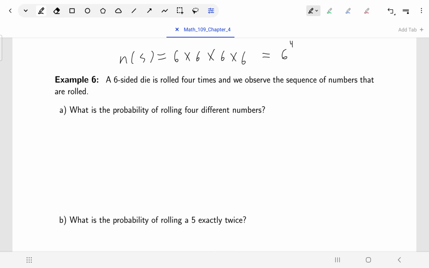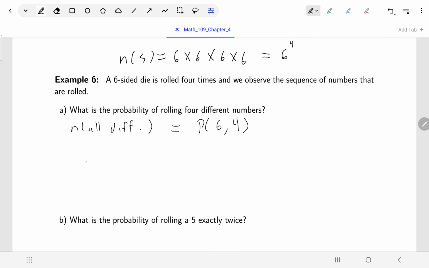For part A, we want 4 different numbers, and if we wanted them to be all different, that means we would need 4 different numbers in some kind of an order. And again, we should be thinking about a permutation here. This is really us taking, out of the 6 numbers that are possible, selecting 4 of them, and then putting them in some kind of an order. That would give you 4 different numbers in all the different arrangements.